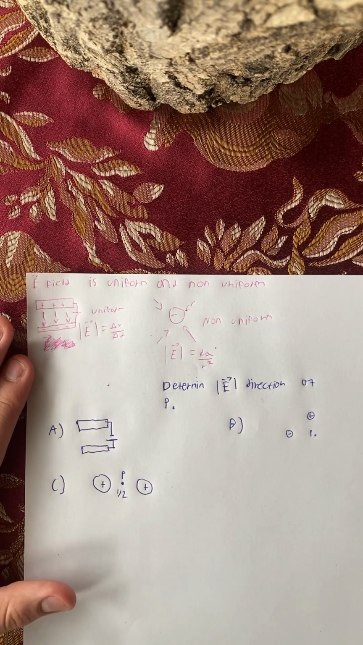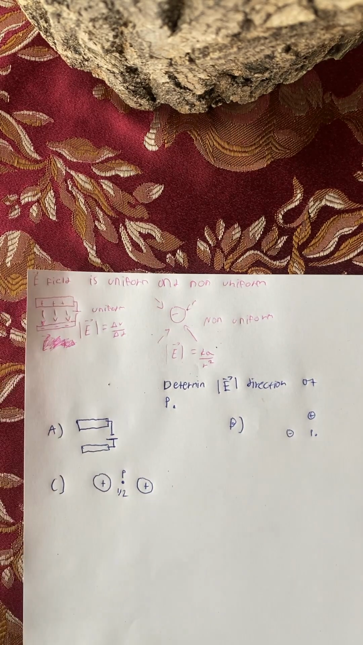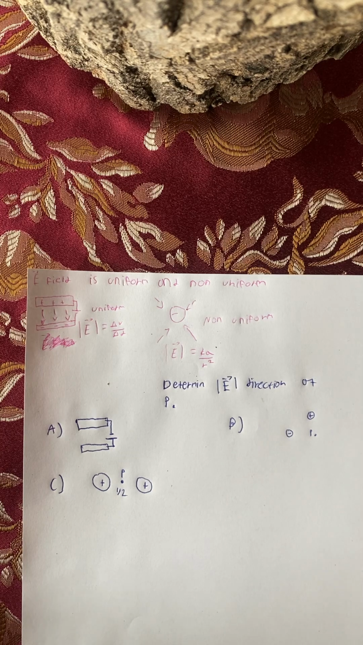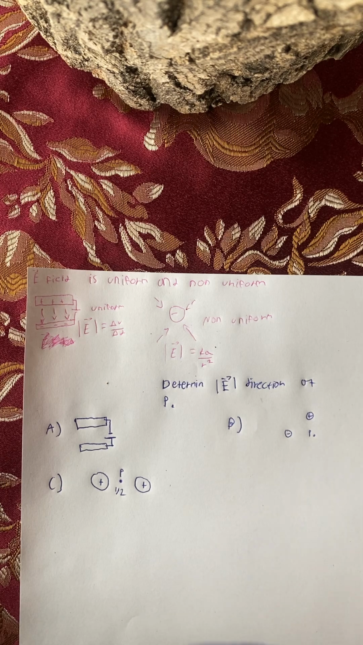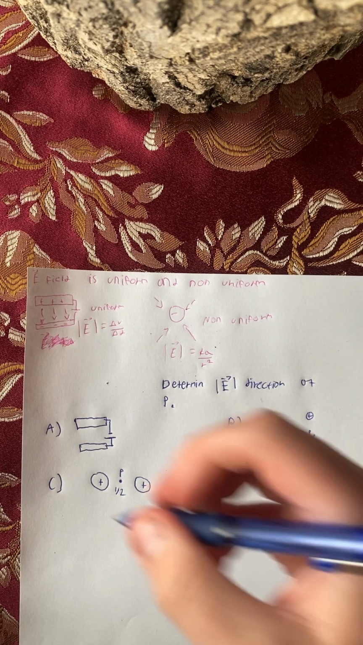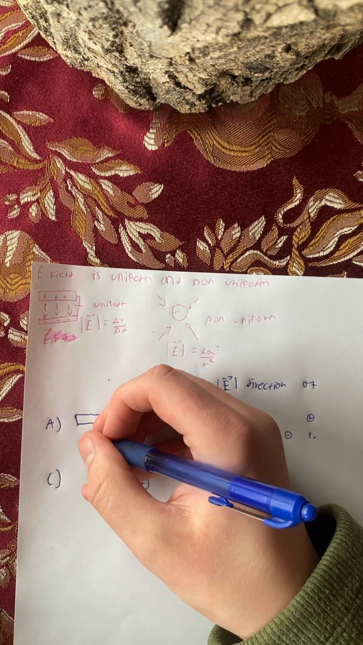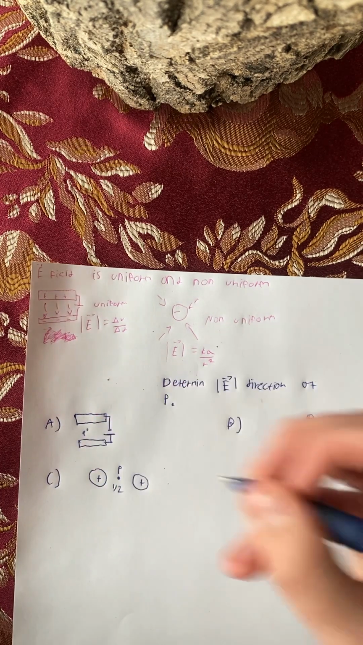Alright, so I've switched pens because the other one wasn't really working too well. In this example, we have 3 different diagrams. We want to determine the electric field strength at point P in each of them. I forgot to add it here, sorry guys.